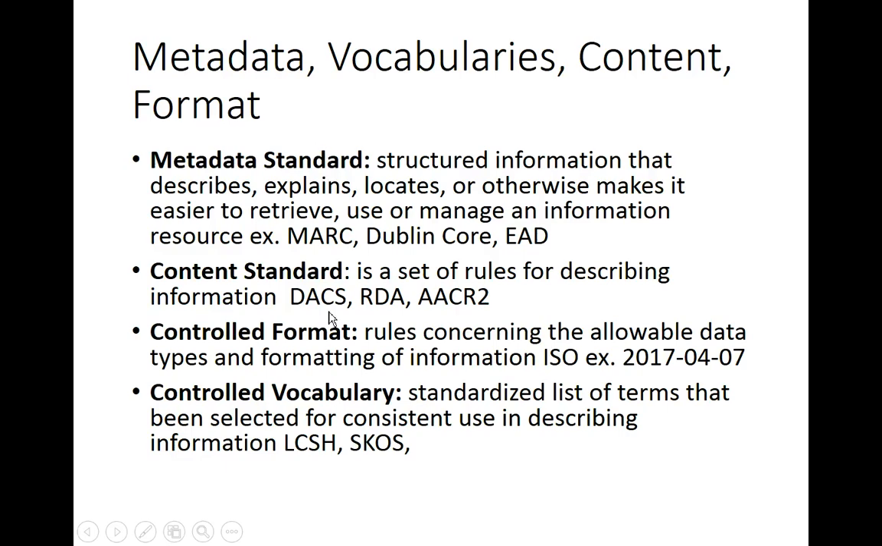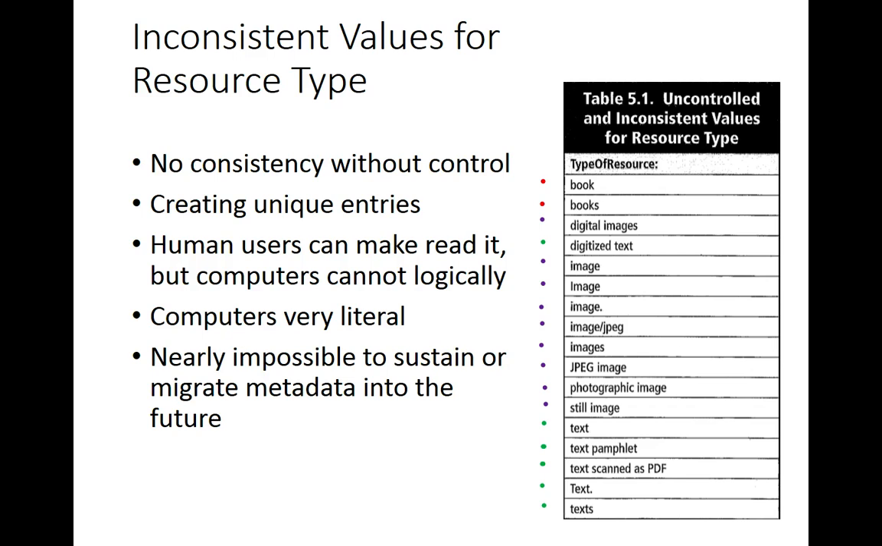Typically, if you're doing a digital library that's beyond a little sandbox digital library or some small project, you're going to have to use one or two of these in order to make it so your digital library can scale and be sustainable over time. Some of the things that subject headings or authority control will do: without control there's no consistency. What happens is you start creating unique entries.